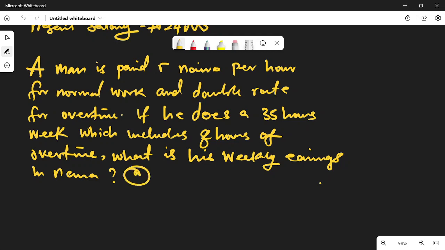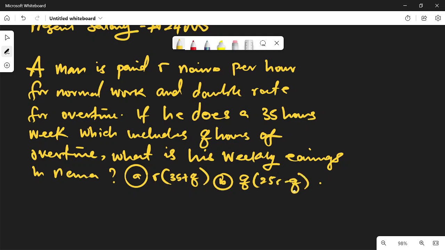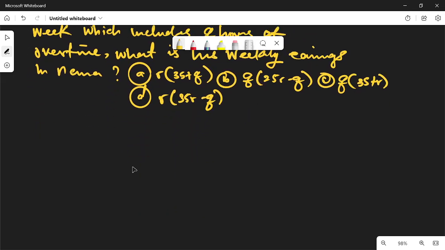So option A, we have R into brackets 35 plus Q. B, Q into 25R minus Q. C, we have Q into bracket 35 plus R. And D, we have R into 35R minus Q. Okay? So how can we tackle this?